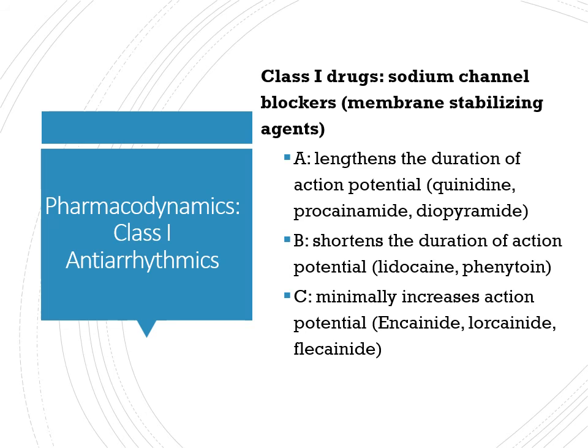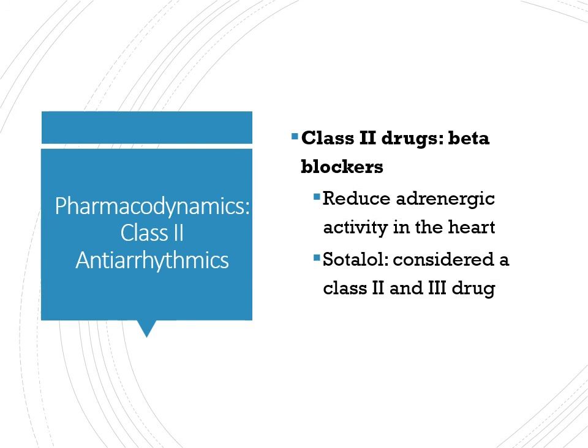Class 1 drugs are the sodium channel blockers. And there are 3 categories of class 1 drugs, the A, the B, and the C. The class 1 drugs actually affect the action potential by lengthening or shortening it. And that's where we get the ABC classes. And you can see the drugs listed there in each class.